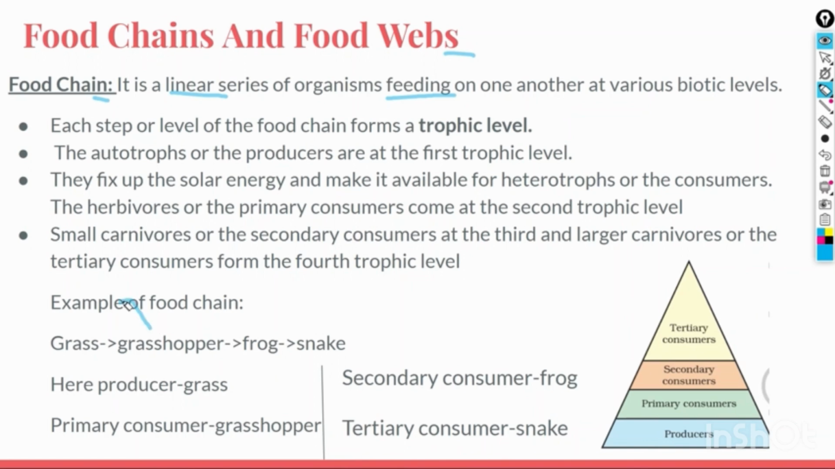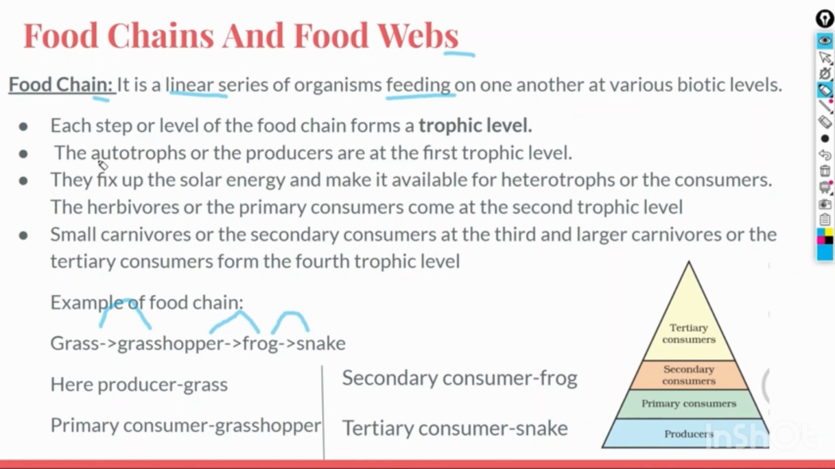This grasshopper is feeding on the grass. This frog is feeding on the grasshopper. The snake is feeding on the frog. So all these organisms are feeding on one another at various biotic levels. What are these biotic levels?